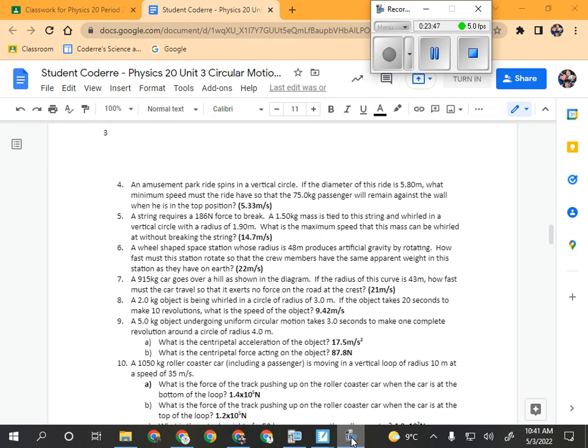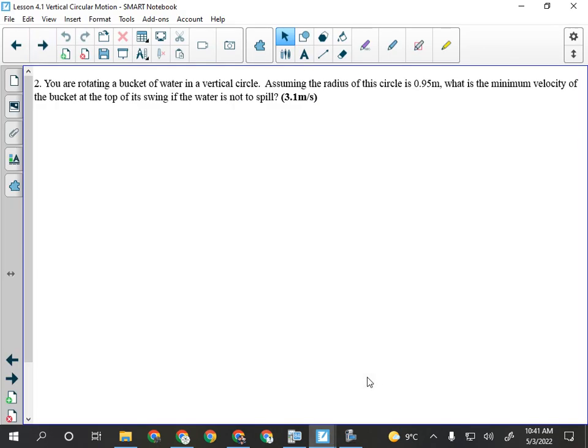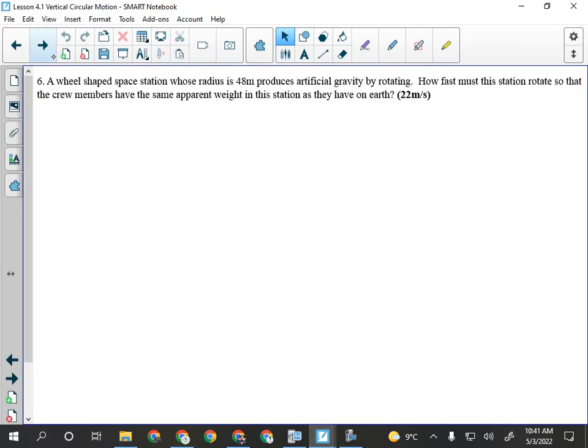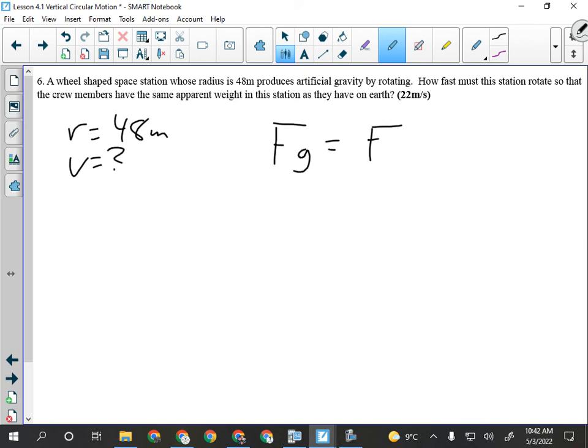Okay, so if I have a space station that's shaped like a wheel, okay, and I know its radius is 48 meters, I'm looking for how fast it has to rotate. So I'm looking for the speed for the crew members to have the same apparent weight on this station as they would have on Earth. All right, artificial gravity looks like this. I want the normal force from the floor of the station to feel like gravity.